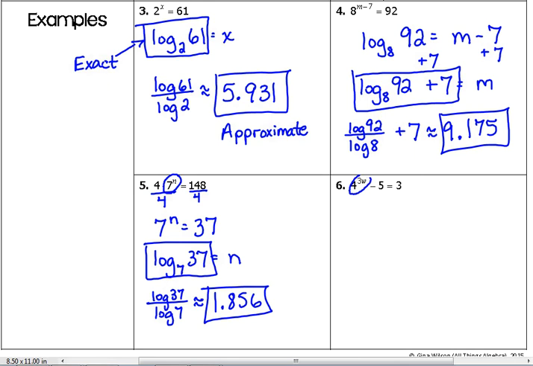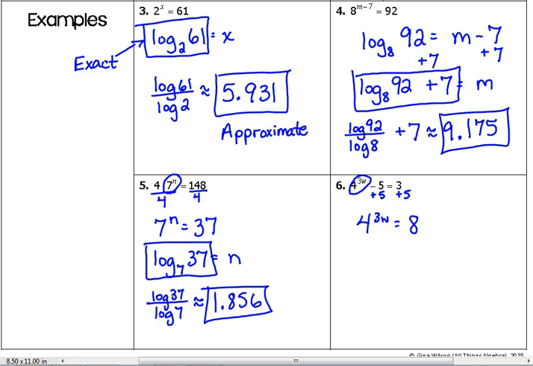The exponential expression is not by itself. I think it kind of helps to circle that exponential expression. It helps some people see what's outside of it and what they need to move. So we've got a minus 5 stuck on the end, so we add 5 to both sides. 4 to the 3w is equal to 8.